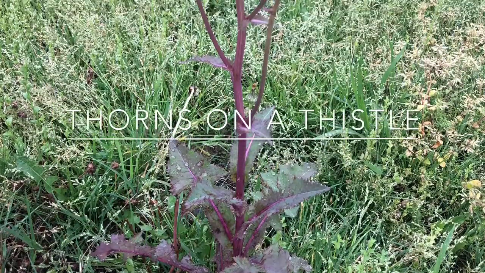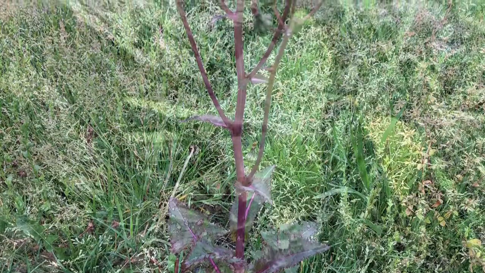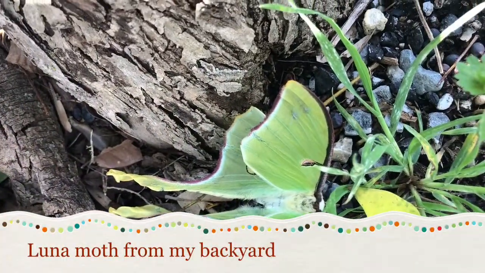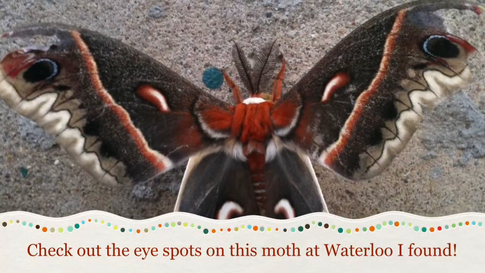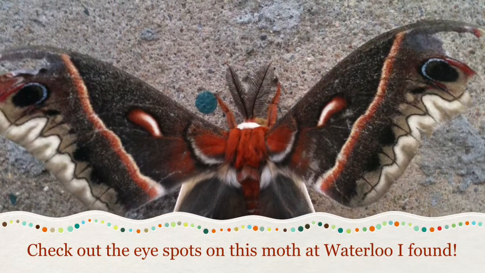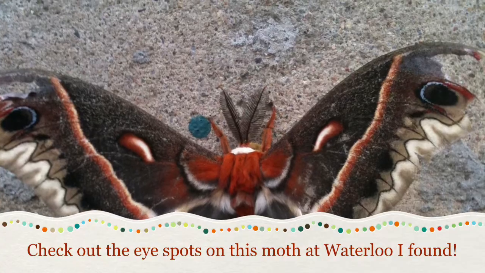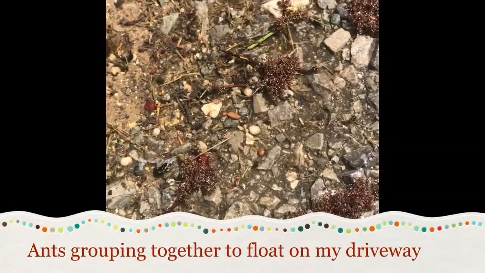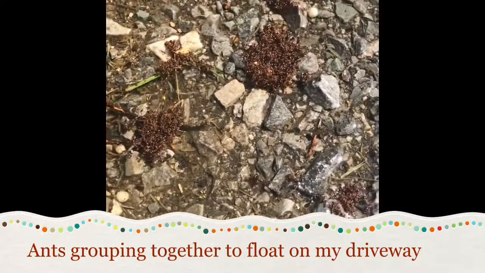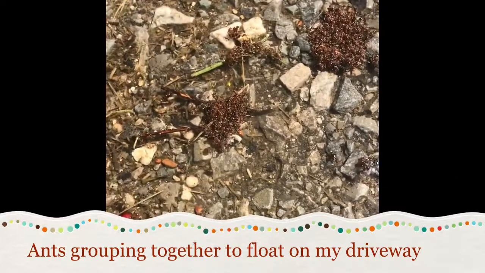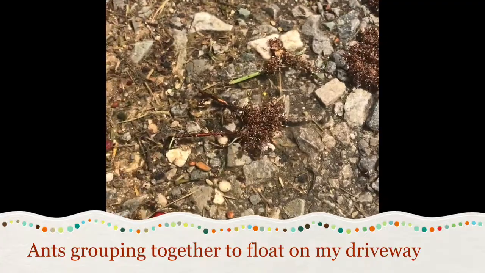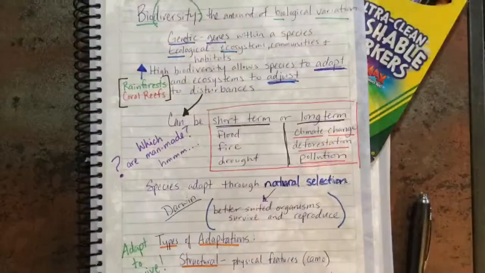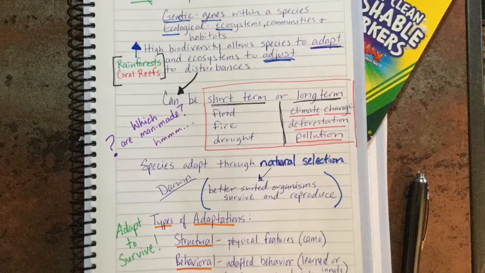What about some of these? Thorns on a thistle. What do you think that would be? Or the coloration of this Luna moth. Or even the eye spots on this moth I found at Waterloo. And check out this interesting behavior of ants today on my walk. Notice that they are clumping up in order to float on the water from the recent rain. All of these are examples of adaptations.